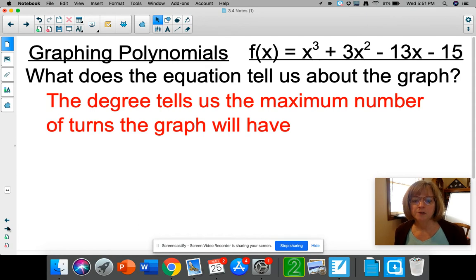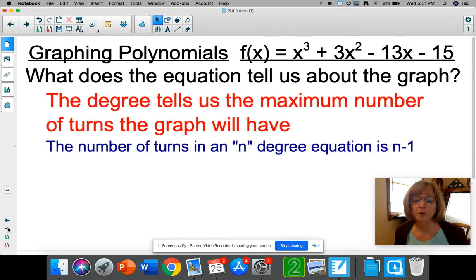The other thing it tells us is the maximum number of turns the graph will have. Like a parabola has 1 turn. It turns out the number of turns is always 1 less than the degree. So the number of turns in an n-degree equation is n minus 1.